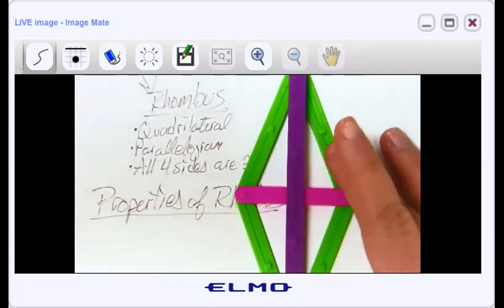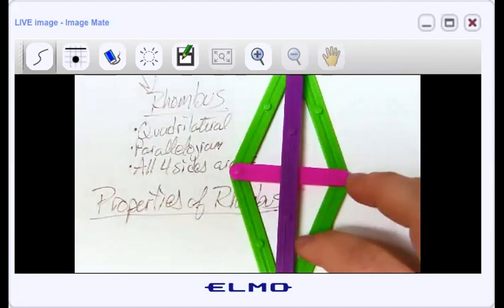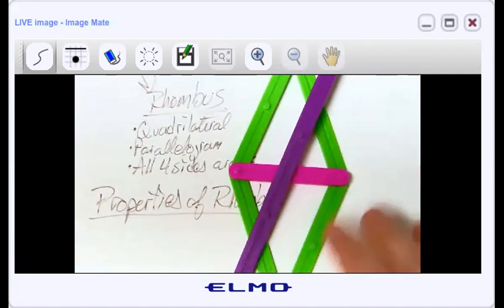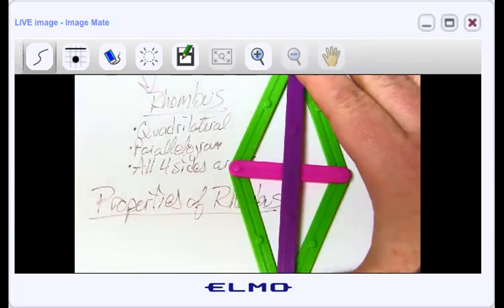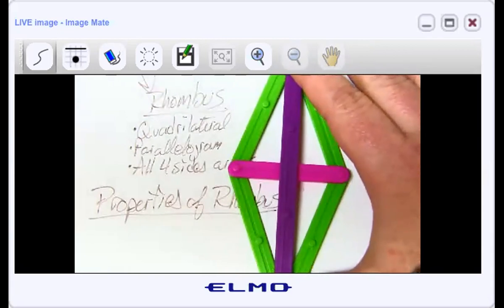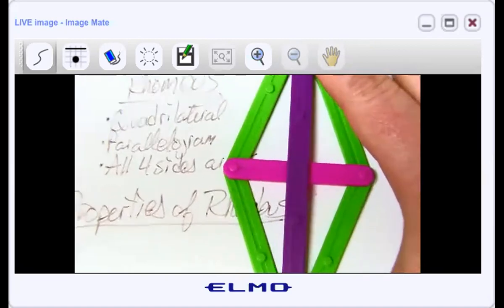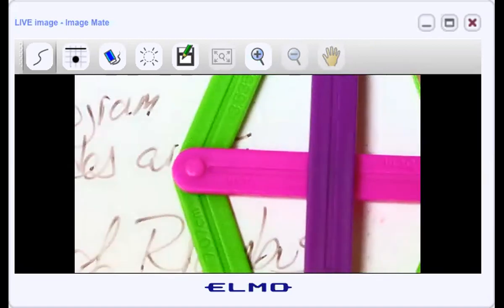Look at my two diagonals. Can you see that? Oh, shoot. You can't when I move it. They intersect at 90-degree angles. Do you see that? Let me zoom in. Look. How cool.